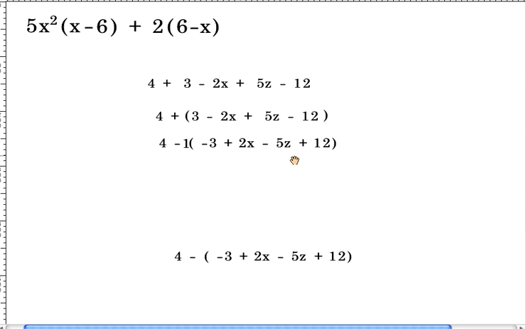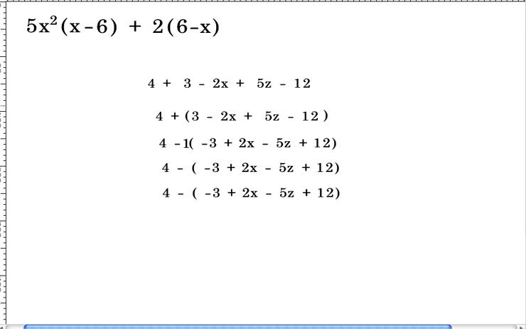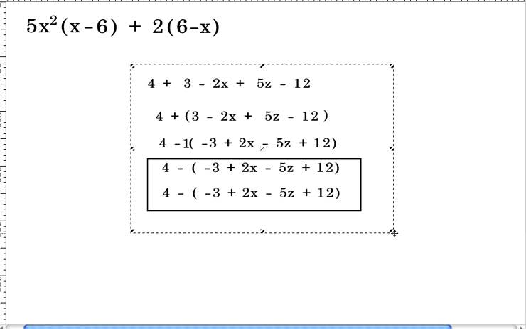Now, the last step of course is to simply eliminate that 1 like this, and we have in effect gone backwards on this problem. As you can see, these two are identical. And we did that by factoring out a -1. Okay, so that's the idea to help us solve this problem up above.